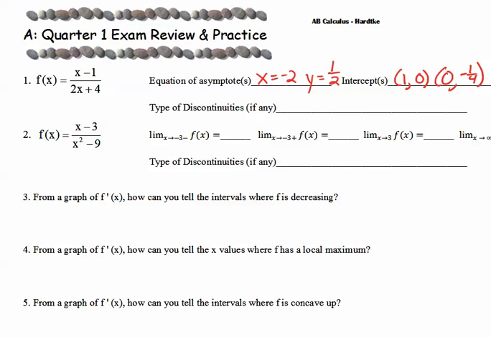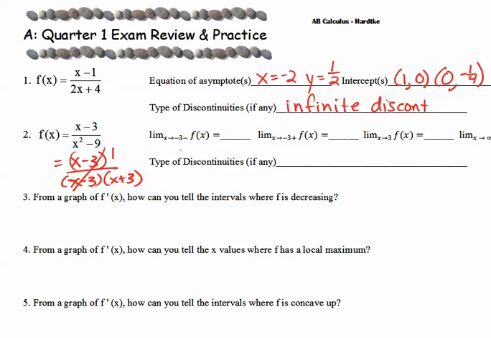Types of discontinuities, well, we have a vertical asymptote, so we've got an infinite discontinuity at the vertical asymptote. All right, in number 2, we've got a factor of x minus 3 that cancels. So here we would have a removable discontinuity and we would have a vertical asymptote.